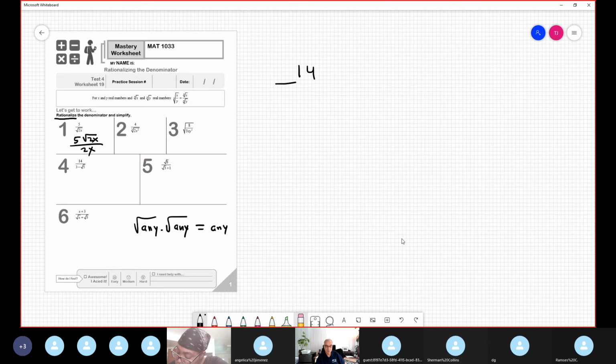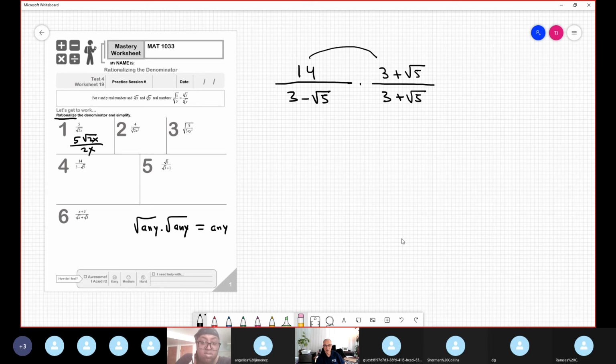14 over 3 minus radical 5. And the command is the same, rationalize. You need to eliminate this radical. Now you multiply by the conjugate, 3 plus radical 5. The conjugate is exactly the same, but with the opposite sign. When it's minus, plus. When it's plus, minus.